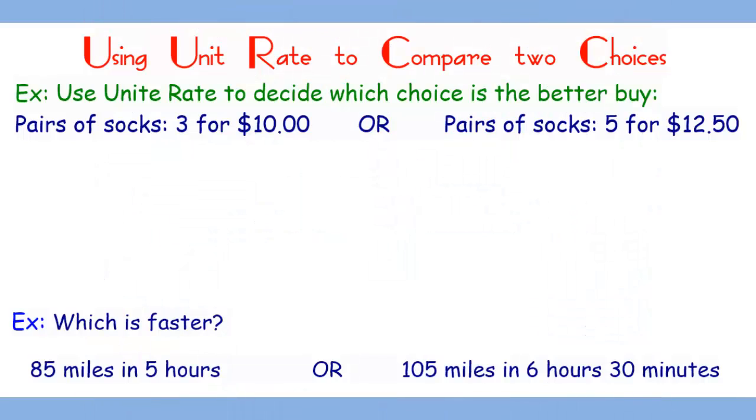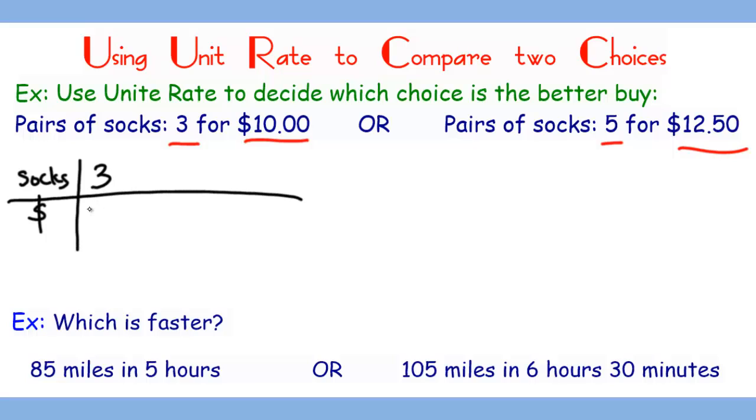In this slide, we will go over how to use unit rate to compare which one's a better choice in the given example. In the first example, we're going to be comparing the prices of socks: 3 pair of socks for $10 or 5 pair of socks for $12.50. We will do a ratio table again to organize our information. So we're comparing socks to cost, and those are the two variables we are writing down.